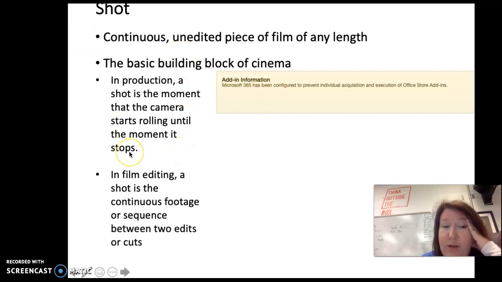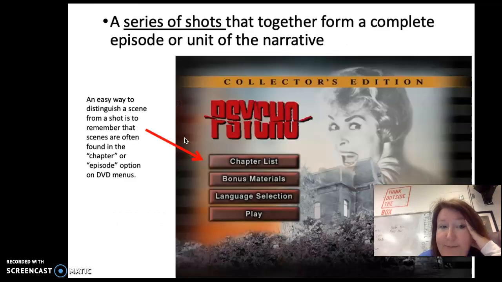All right, so just starting with the basics. Shot: a continuous unedited piece of film of any length. It's just the word you use, a shot. It's the continuous footage or sequence between two edits or between two cuts. In other words, when a director yells out cut, you just created a shot.